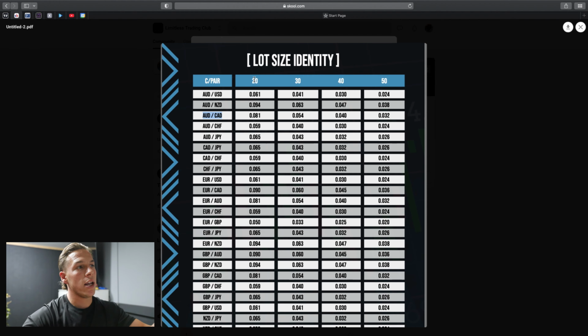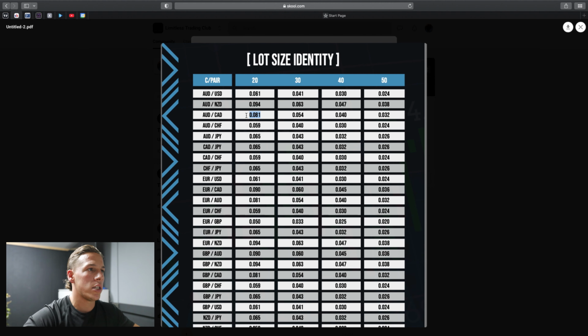But if we've got a trade on AUD/CAD and it's got a 20 pip stop loss, we're then going to see this number here generated. That's a 0.018. And every single number on here is calculated for a £1,000 trading account at 1% risk. So if I had a £100,000 trading account, which I do, or a £100,000 funded trading account, then what I would need to do is just times this by 100. So this number would get timesed by 100, and that would come out at 8.10 on your MetaTrader 4 when you place the trade.